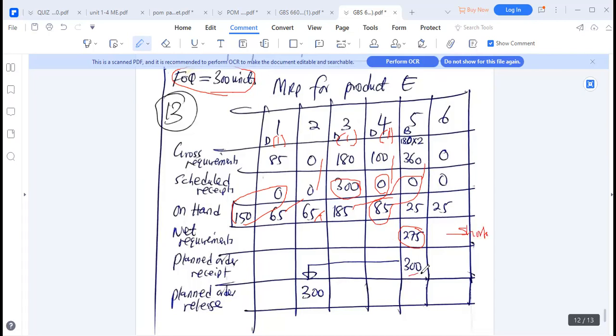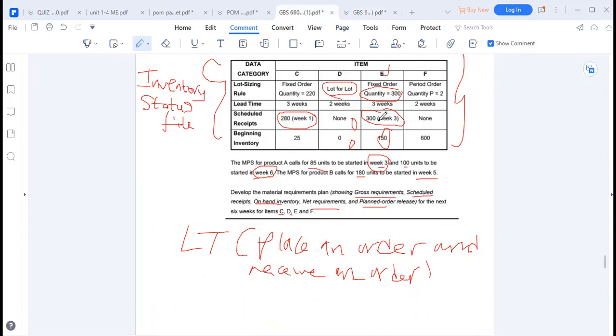So after we have ordered 300, in this week, we can sort out the 275. We remain with 25 on hand. On hand of 25 plus 0 to meet the demand of 0, we still remain with 25. But again, we need to first and foremost say, for us to have a receipt of 300 units in week 5, why are we receiving in week 5? So we have to look at the aspect of lead time, which is 3 weeks.